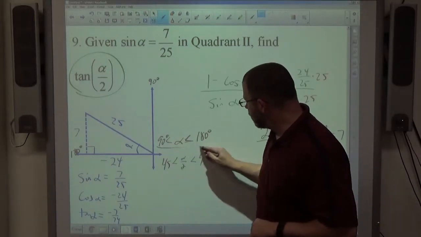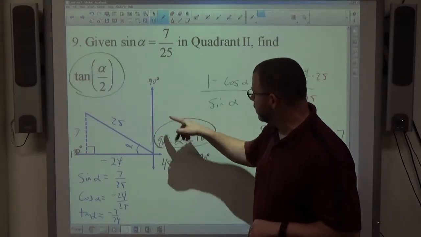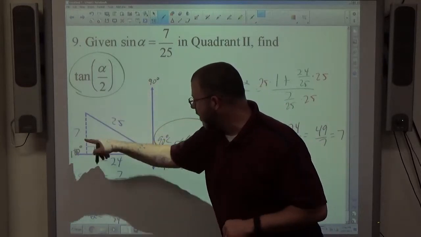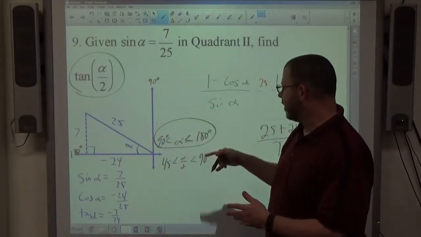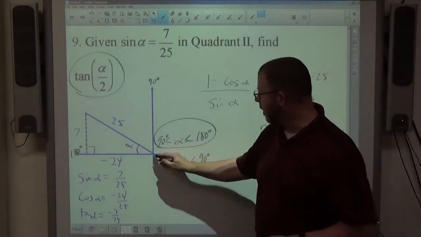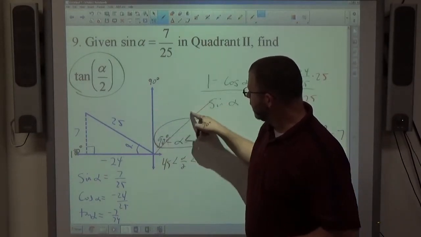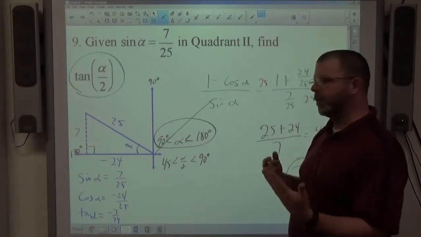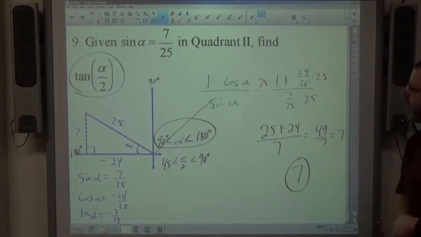So you establish the quadrant alpha's in, and the extent of the quadrant is 90 to 180, third quadrant 180 to 270, whatever, and then do alpha over 2, that'll establish what quadrant you're in. So 45 to 90 would be here, which is somewhere in the first quadrant. So you know the sign of both will be positive.